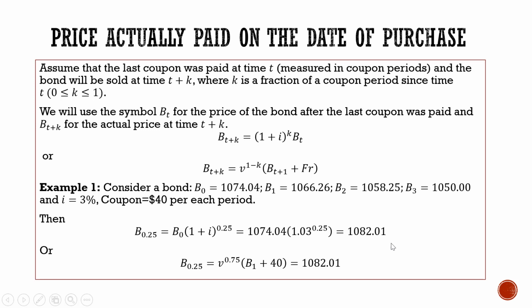Here in this example, you see that the coupon was either multiplied by (1 plus i) to the 0.25 or multiplied by v to the 0.75. So in the first method, the coupon is calculated using the interest. In the second type of question, the coupon will be calculated using the accrued interest.